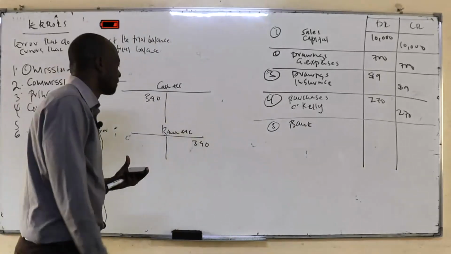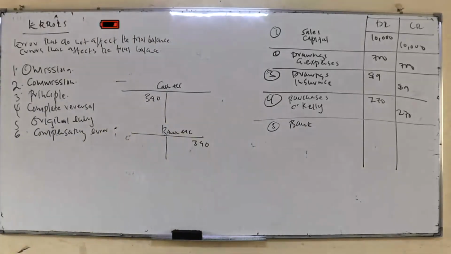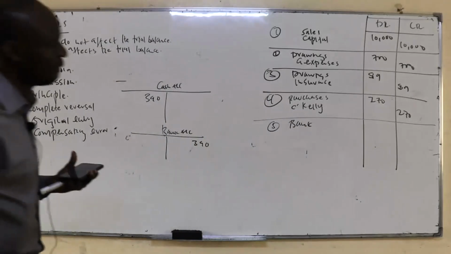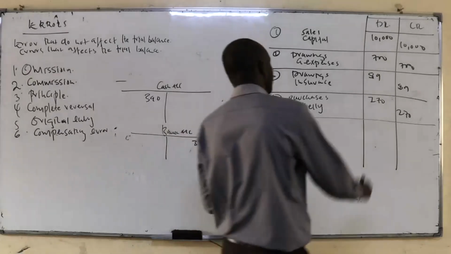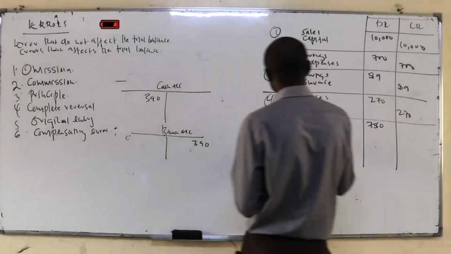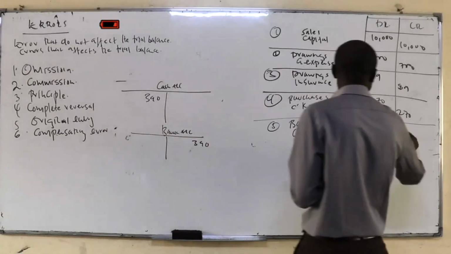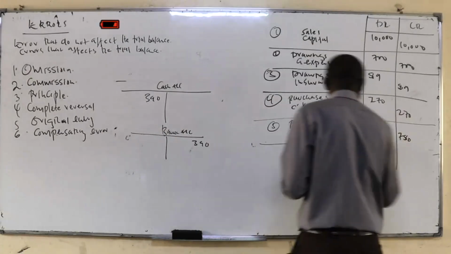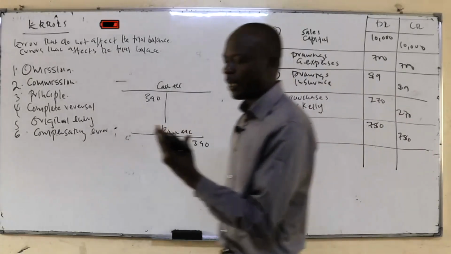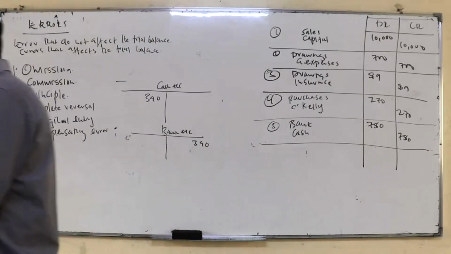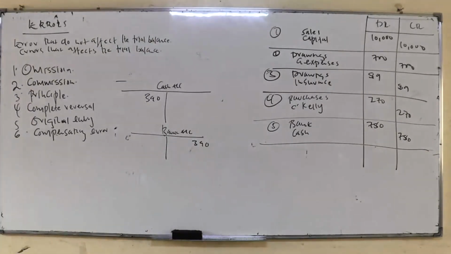So this is error of complete reversal. So you double it. How much is it? 780. And the other one is cash, 780. Then you narrate. You say being deposit of cash to the bank account that was wrongly posted to the cash account and bank account. Then we go to F.